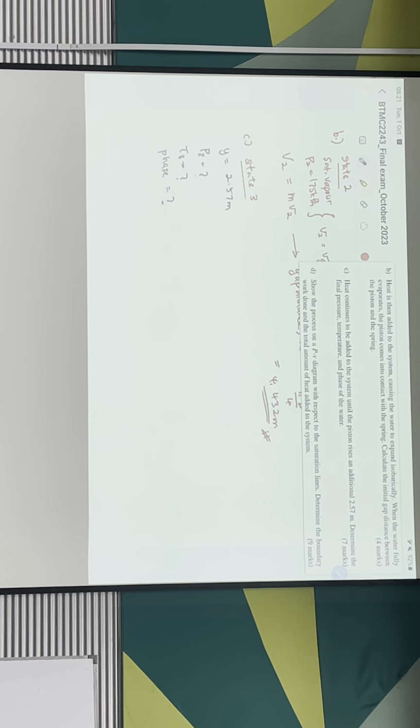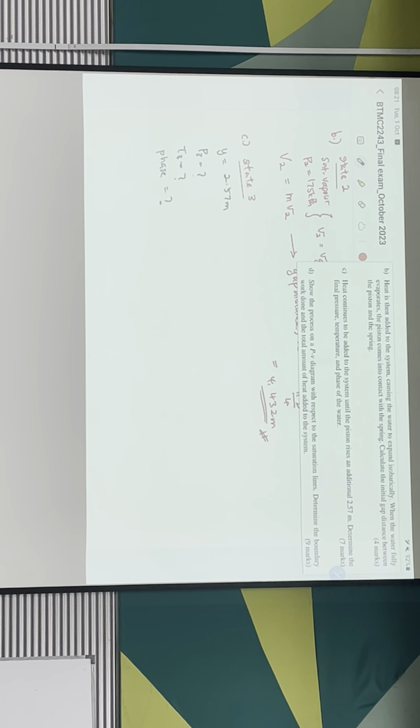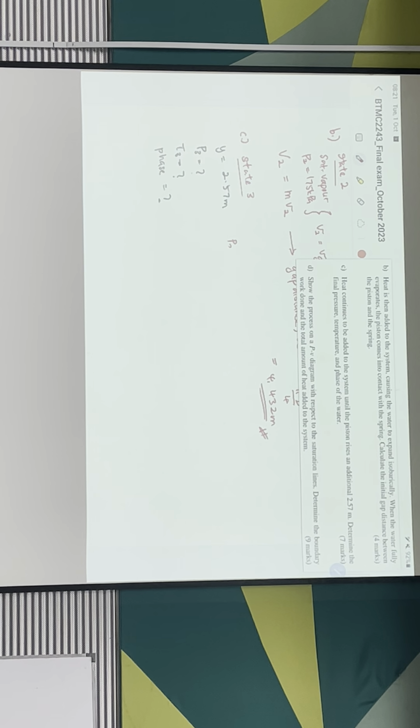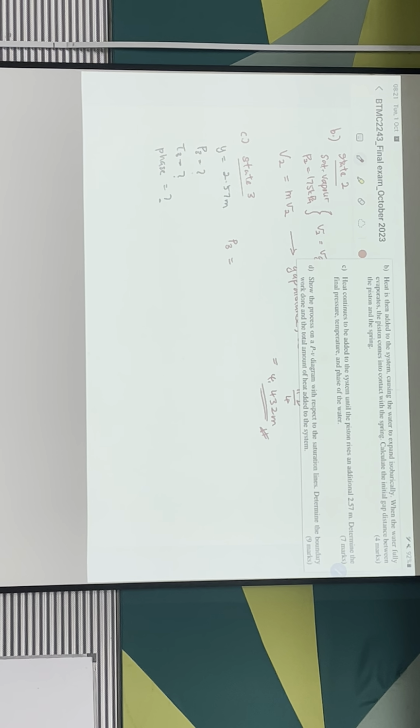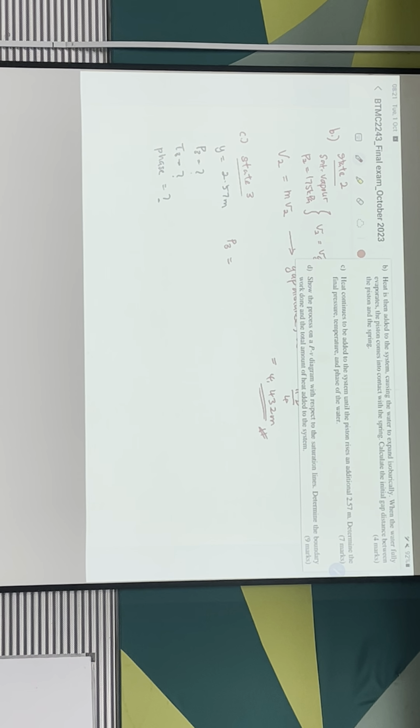Okay, so here, based on all the practice you've done so far, you probably should know what you need to do in this sense. So of course you can find P3 first, right? And how do you find P3? P3 will be based on what?